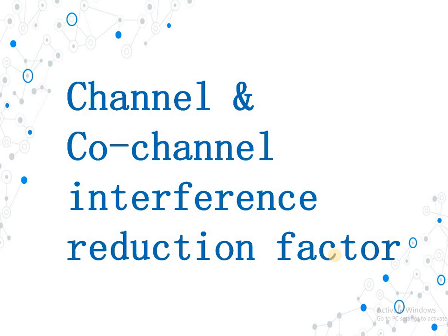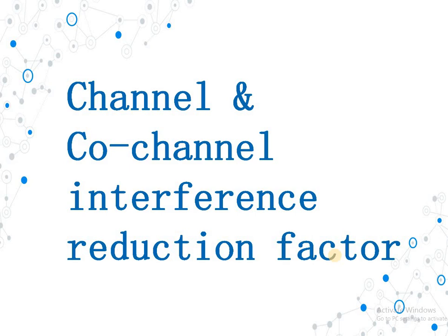My today's topic is channel and co-channel interference reduction factor. What do you mean by co-channel interference? We have already seen in the previous video that co-channels are the channels that utilize the same frequency band and hence they are assigned the same frequency band so that they can be reused. And whenever an interference occurs between the co-channel cells, it is called a co-channel interference.